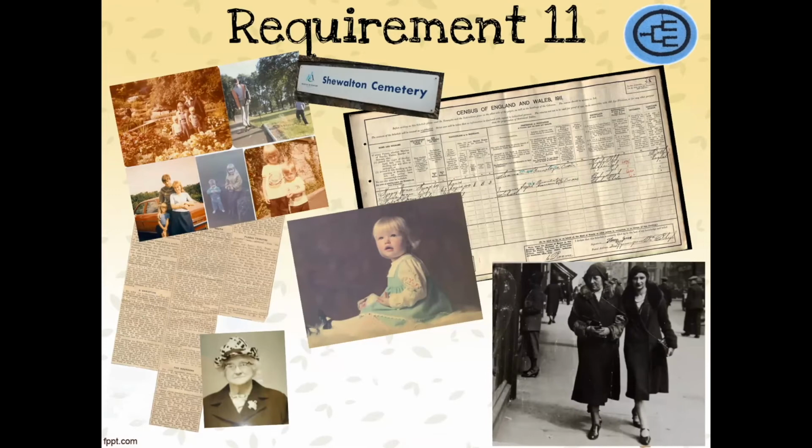The lady at the bottom is my great-grandmother. I know about her. I've seen her gravestone. I know where she lived, where she died, where she was born, but I don't know anything about her. Newspaper articles, photographs, and census reports. The census report up there from 1911.